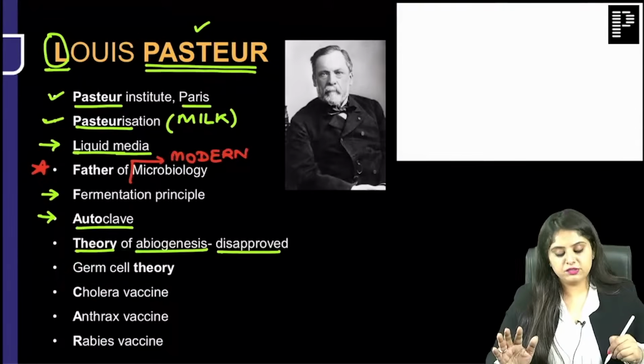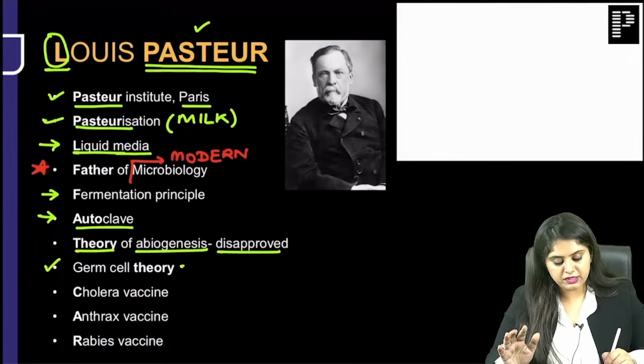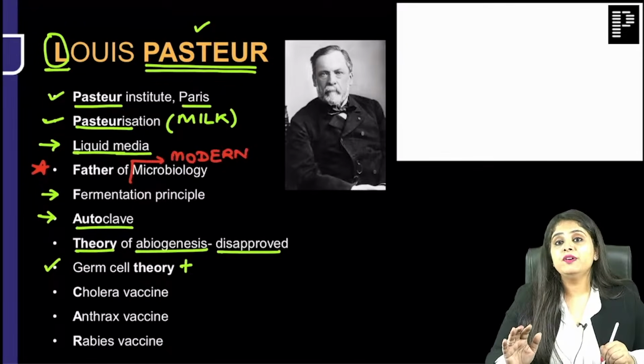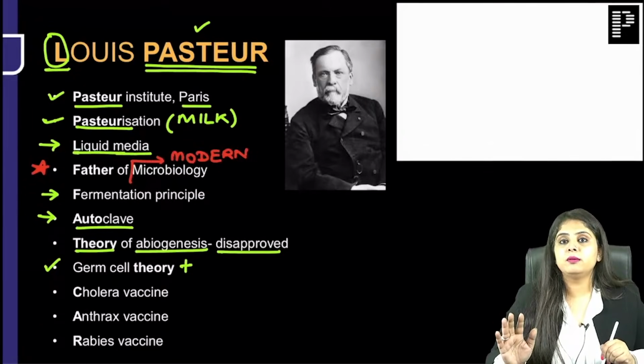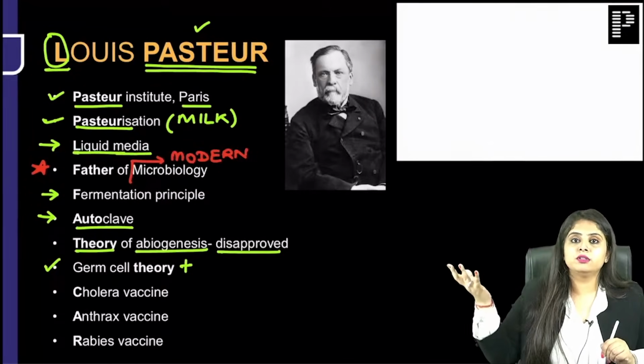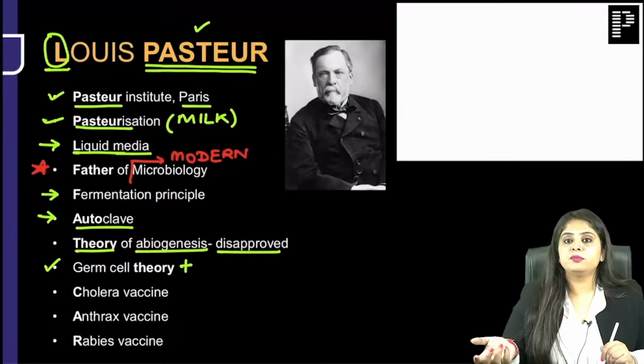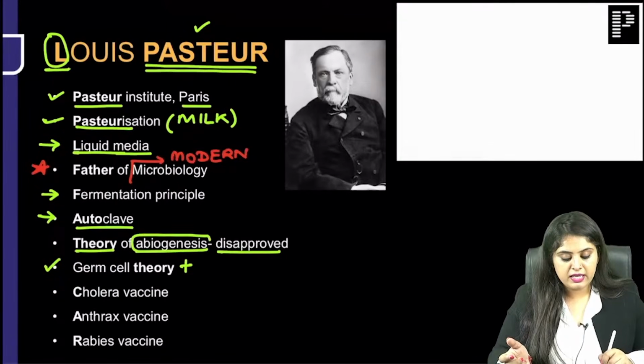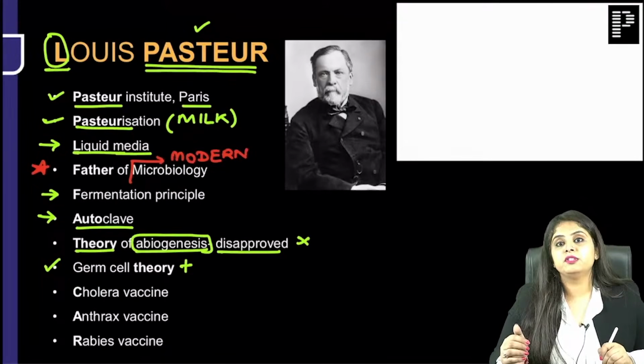So Sir Louis Pasteur said the germ cell theory exists. No one has come without a germ cell. No one has come randomly from just water or from air. No one has dropped from the sky. There is no theory of abiogenesis. He disproved that theory, but he said all of us have come from germ cells. The germ cell theory has been approved.